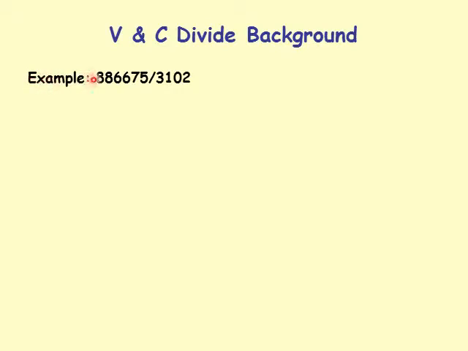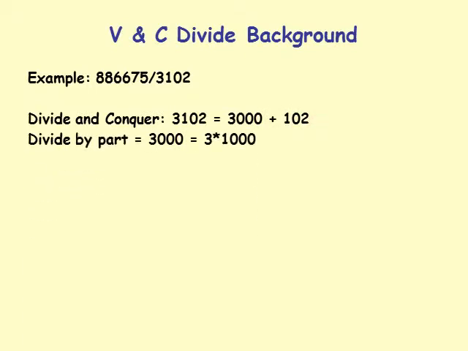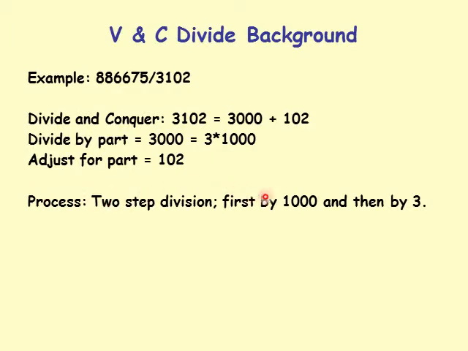If we had an example of dividing 886675 by 3102, what do we do? First, 3102 is equal to 3000 plus 102. Divide by part is 3000, which is equal to 3 times 1000. Adjust for part is 102. So we do two subdivisions: first we divide by 1000 and then by 3. And flag digits are 102.